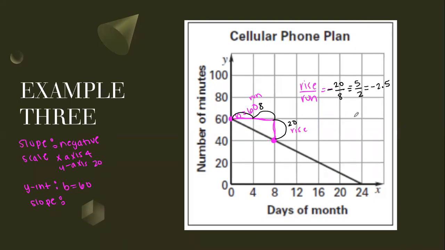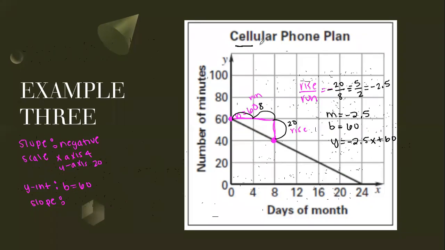The only thing I saw is make sure you do rise over run. So don't switch the two. So my slope is negative 2.5 and my y-intercept is 60. So my equation would be y equals negative 2.5x plus 60. So what does that mean in the problem?